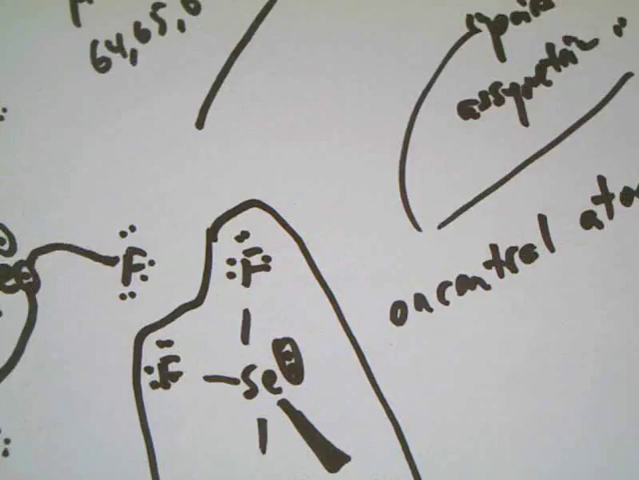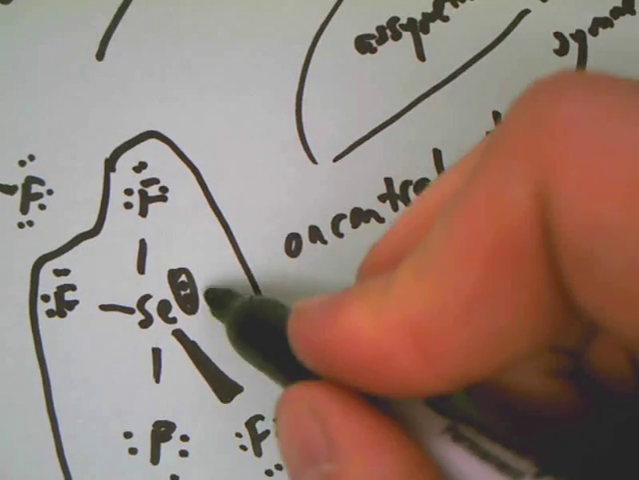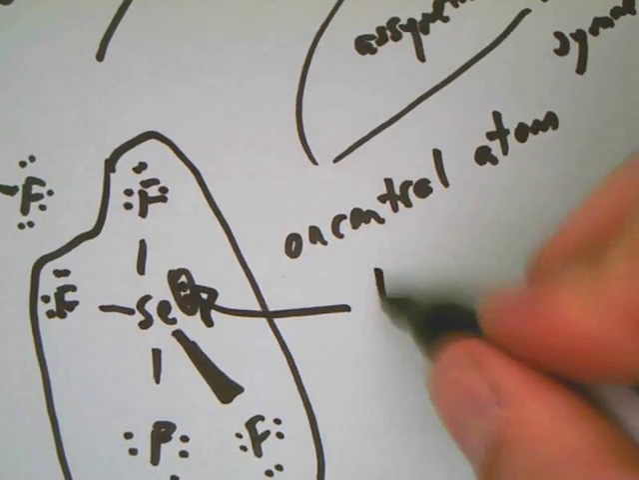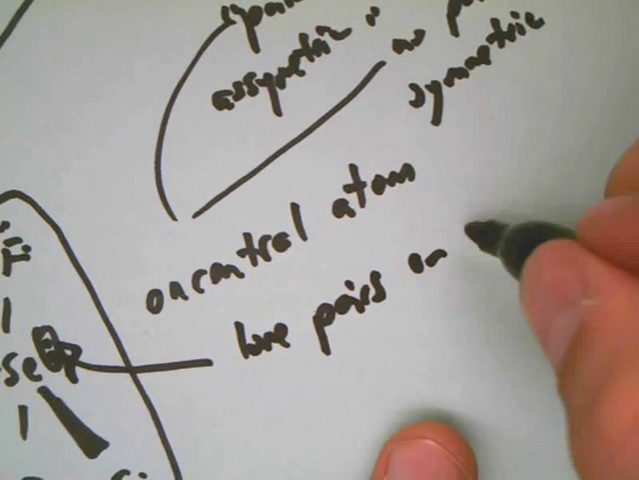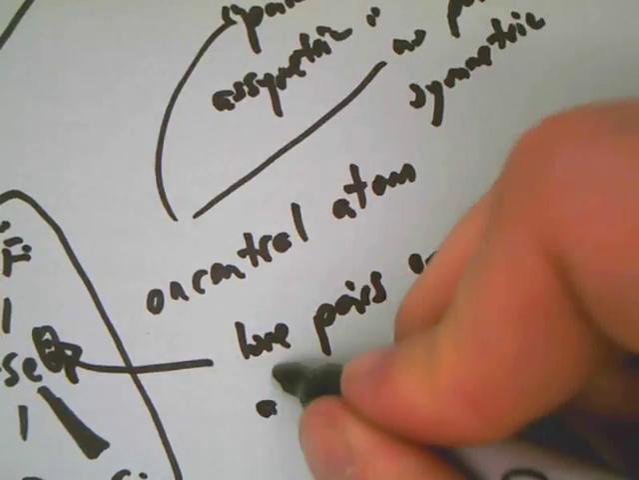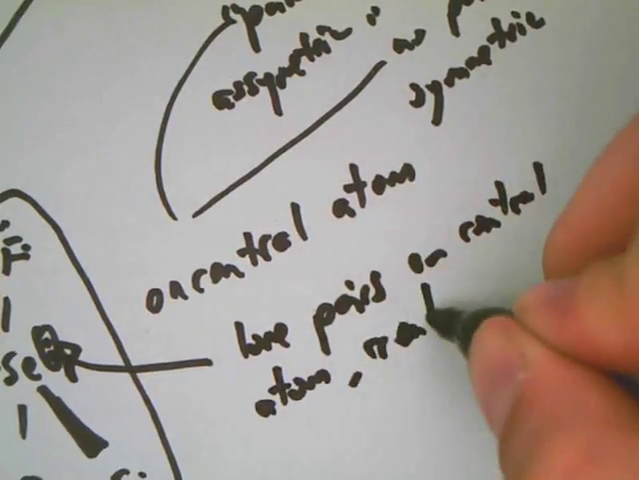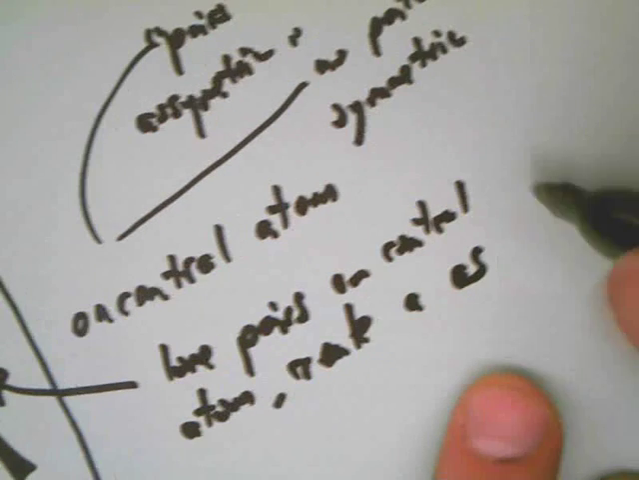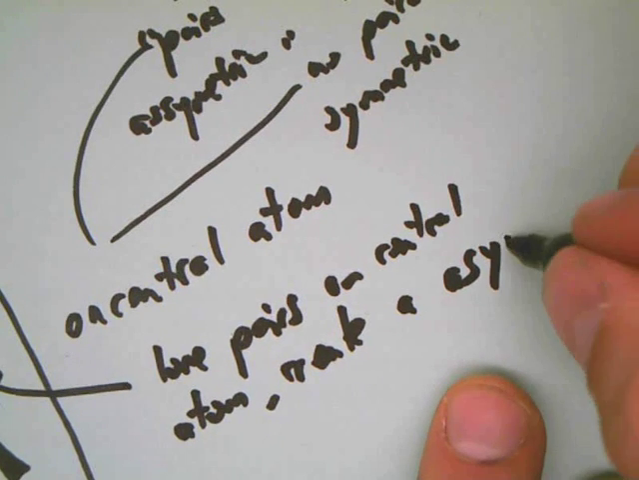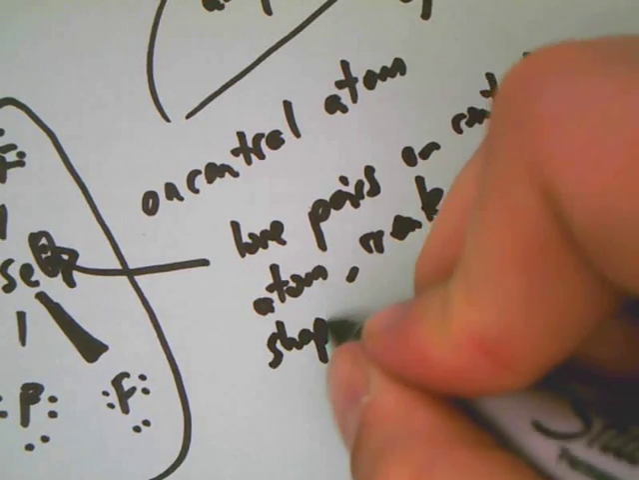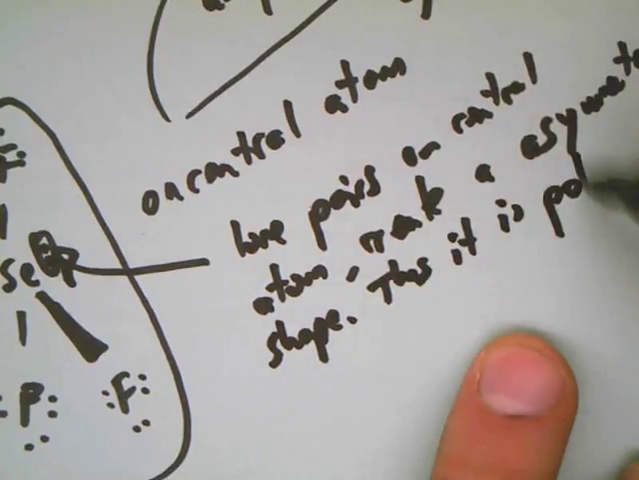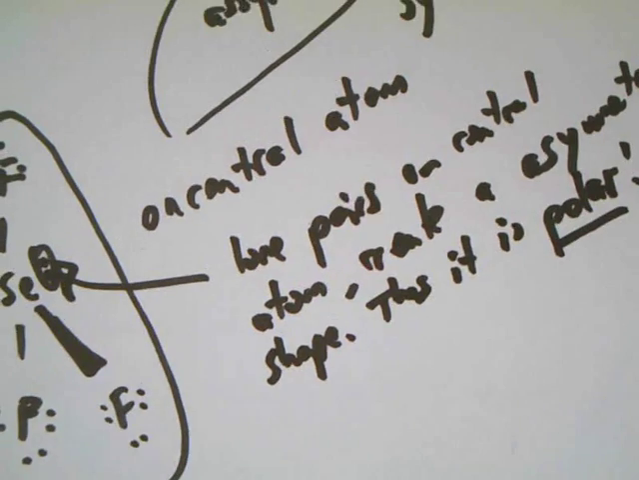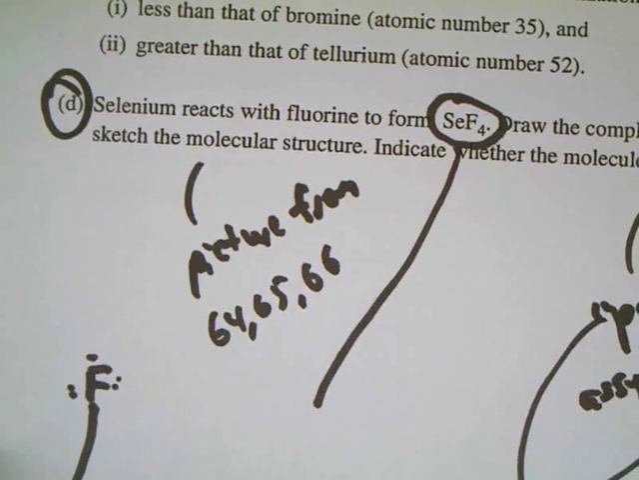And they want to know if it's polar or nonpolar. So here we go. Lone pairs on the central atom create an asymmetric shape, thus it is polar. There you go. Okay, so let's go through this one more time, guys.